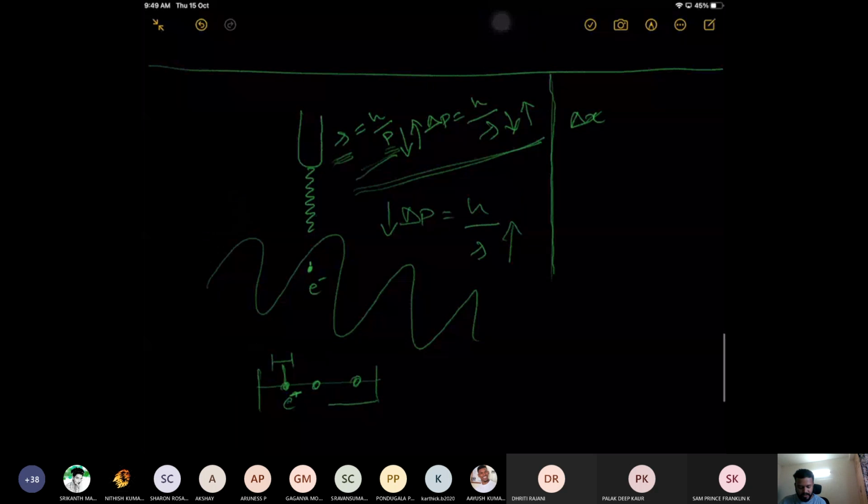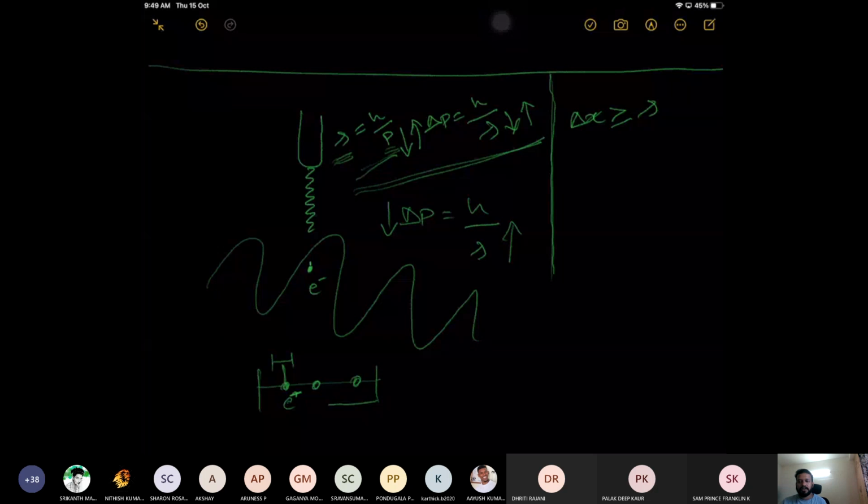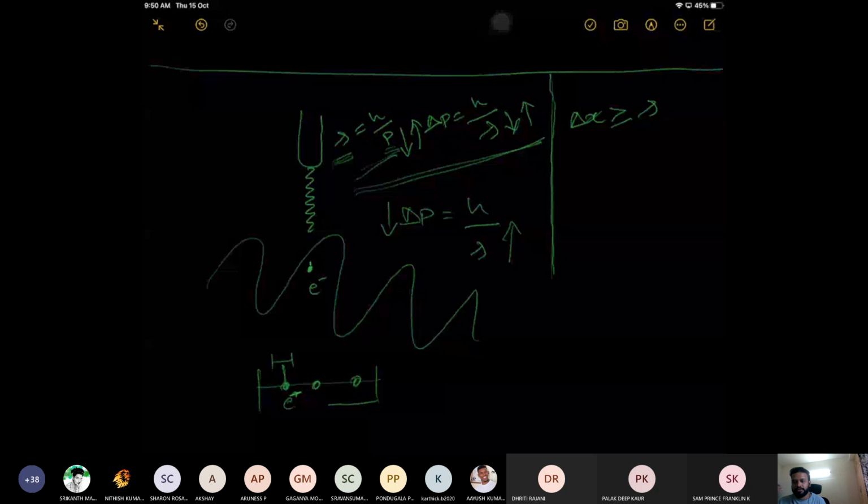So we can say that the uncertainty in the position is directly related to the lambda. You can see the momentum is inversely related, and the uncertainty of the position is directly related to the lambda. If you use a lower lambda, you can say the position in a very precise manner. If you use a larger lambda, then your uncertainty in the position should increase.